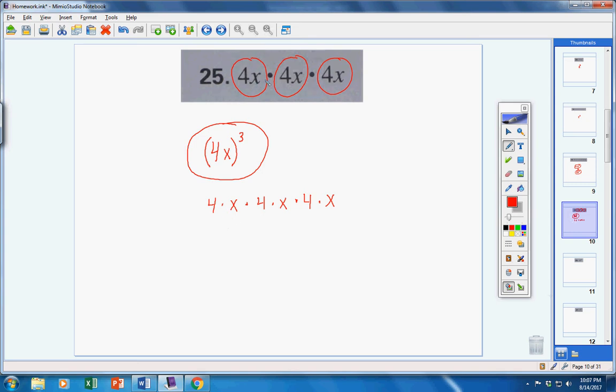So I have 4 times x times 4 times x times 4 times x, which is really the same thing as 4 times 4 times 4 times x times x times x. Right. I can write these in any order that I want.